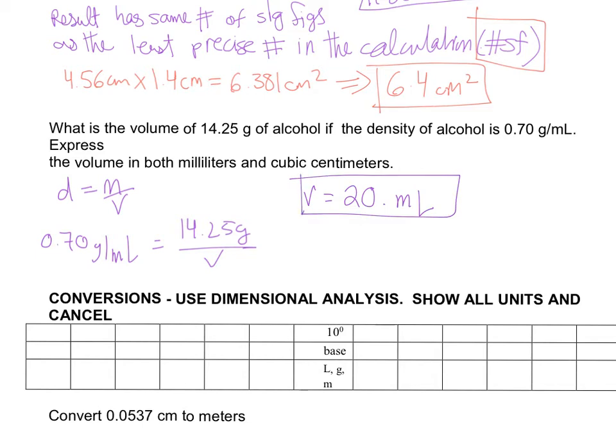It also wants the answer in cubic centimeters. So we're going to say we have 20. milliliters. Then put milliliters on the bottom, centimeters cubed on top. 1 milliliter is equivalent to 1 centimeter cubed. That's by definition. And so that's 20. That does not limit your sig figs. Centimeters cubed.